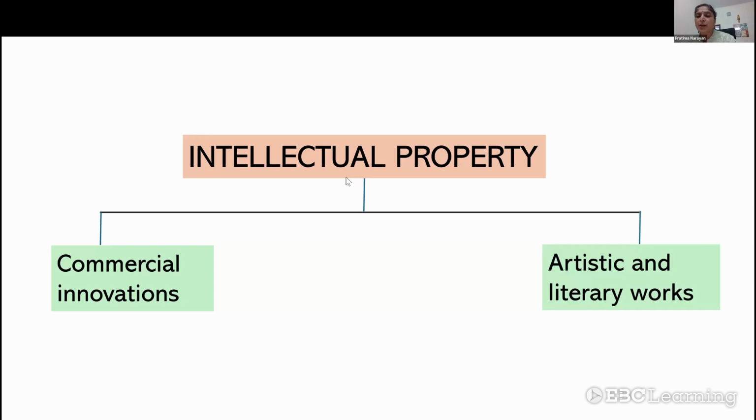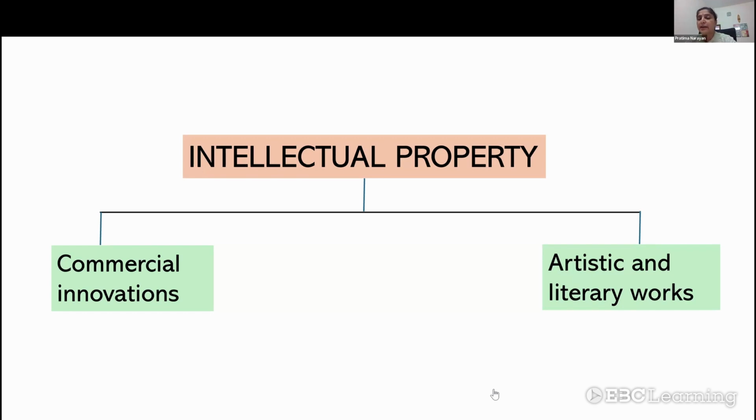So when I say commercial innovations, what does commercial innovations relate to? What does this deal with? Commercial innovations. What is this? Industrial properties. Exactly. So it could be patents, it could be the design, the functionality, and various other things. Patents, trademarks, absolutely.